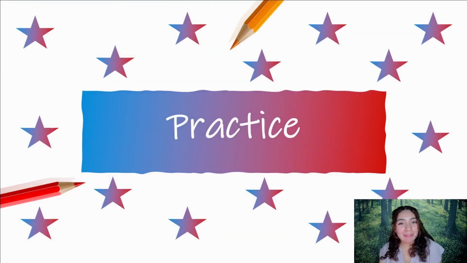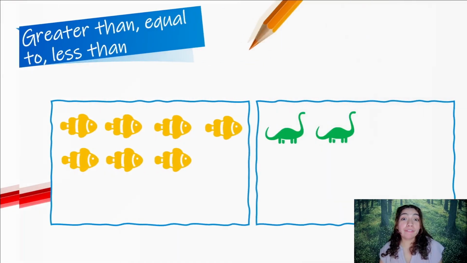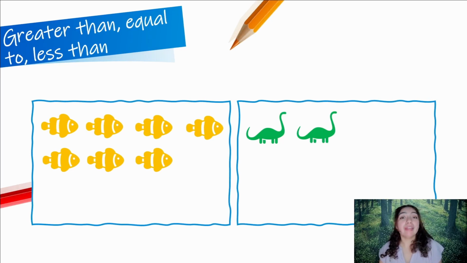All right, now it's time to practice some on your own. For your first problem, you have a group of fish and a group of dinosaurs. Remember, you want to first count how many objects each group has, and then you're going to decide if they are equal to one another and if they have the same amount of things. If they are not equal to one another, then you need to decide which group is greater than the other and which group is less than the other. Feel free to pause the video while you're completing the problem, and once you're done, unpause and come check your answer. Good luck!